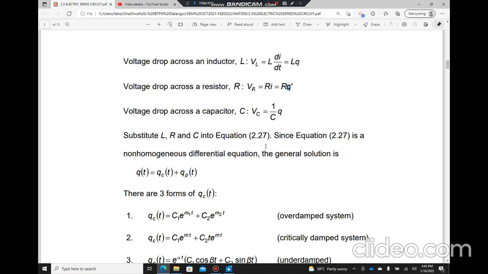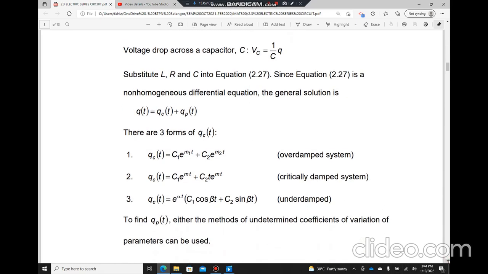Since equation 2.27 is a non-homogeneous differential equation, the general solution is Q(t) equals to Qc plus Qp. So dalam kes ni dia dah guna Q dengan t. Kalau spring mass kita guna x dan t. Kalau yang general macam chapter 4 kita guna y and x. So term dia je lah, variables dia je lah yang berbeza.